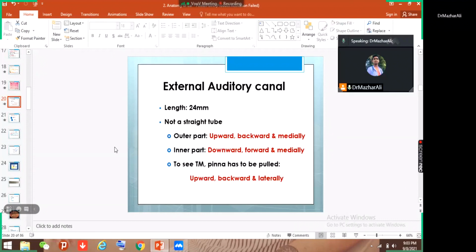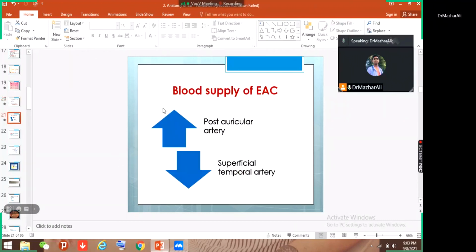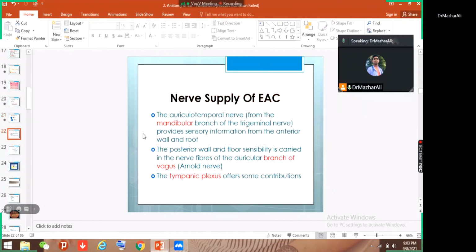So the blood supply of the external ear and external auditory canal is from the posterior auricular artery and the superficial temporal artery. And what's the nerve supply of the external ear canal? Now I'm talking about the nerve supply. The nerve supply is the auriculotemporal nerve from the mandibular branch of the trigeminal nerve.